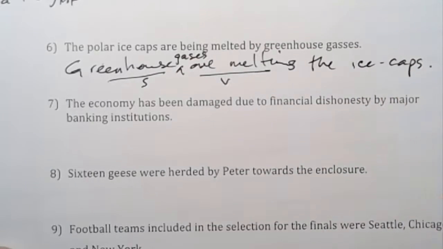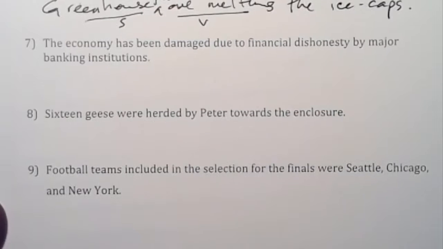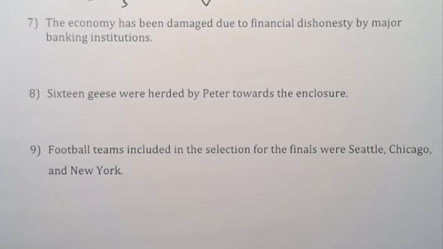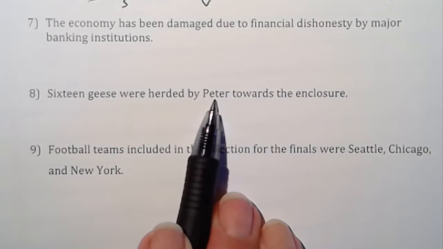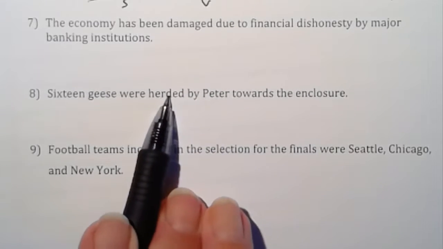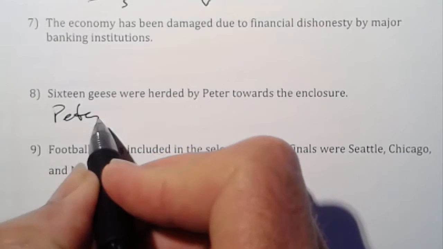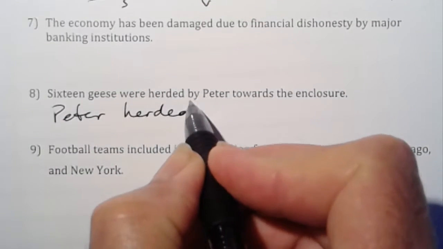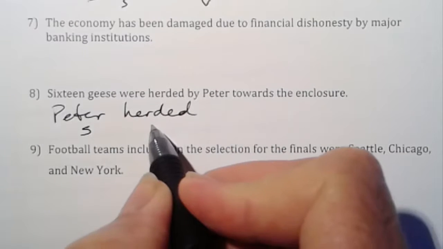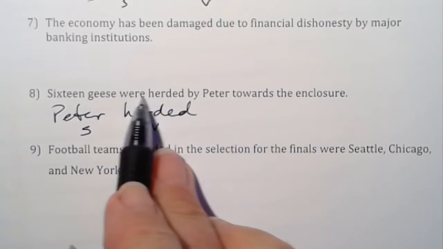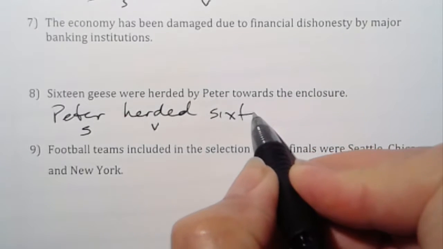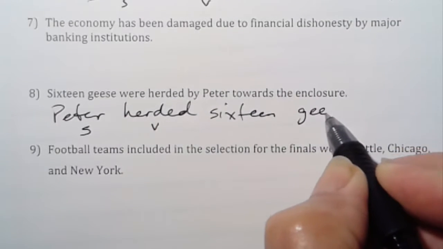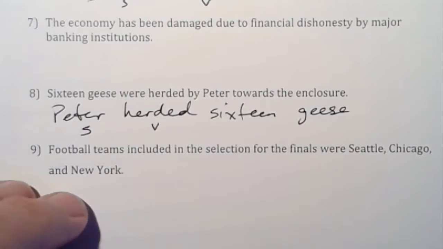Okay. 16 geese were herded by Peter towards the enclosure. Well, they were being herded by Peter, but what's the subject? Who is creating the action? Peter, right? Peter herded. So once again, we come back and see that clauses are important. Okay, there are more exercises in the workbook if you care to take a look.